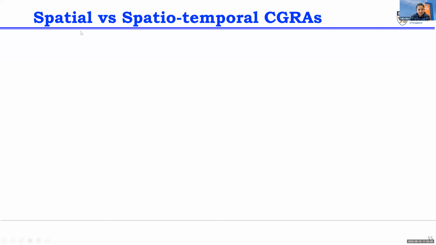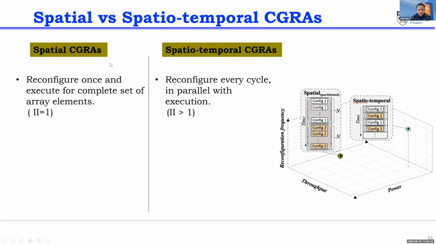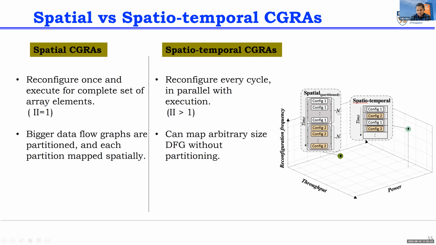Another class of classification is based on the execution model of the CGRA. We can classify as spatial and spatio-temporal CGRAs. In spatial CGRAs, what they do is that they reconfigure the PE array once, and then they execute for the whole set of elements, n, and then it will move on to the next. So the problem with this type of architecture is that to fit a bigger DFG onto a smaller array, you might need to partition the DFG so that you can map each of these partitions spatially.